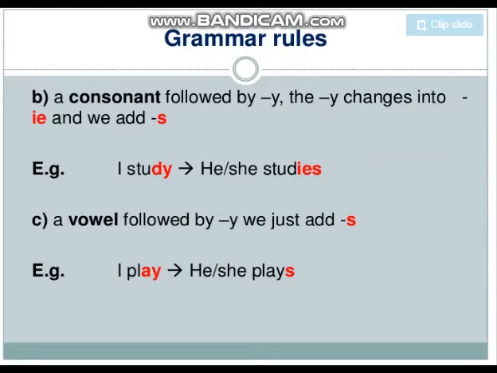Here again they are telling you about another rule: whenever a verb ends with y, we change that y into i and add es with it. Like here you can see, I study, he or she studies. Whenever a consonant is followed by y, we use i instead of y and we add es with it. A vowel followed by y, we just add s.